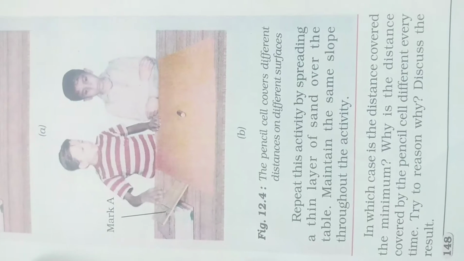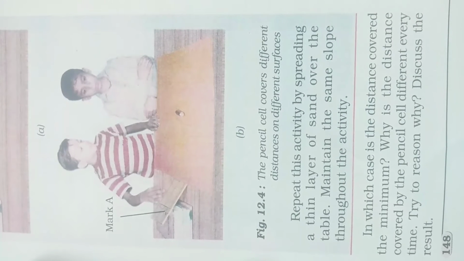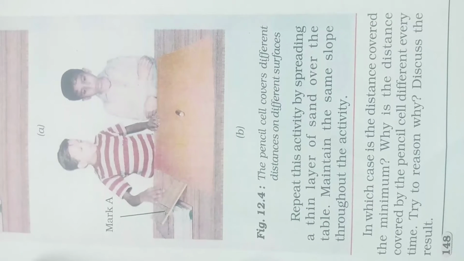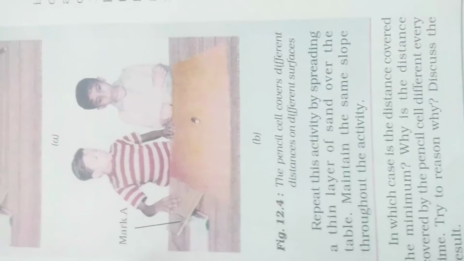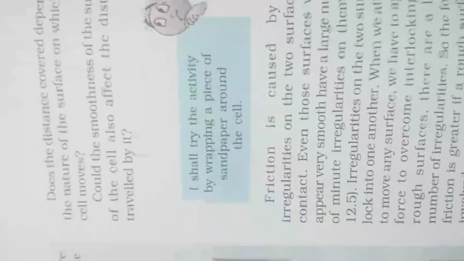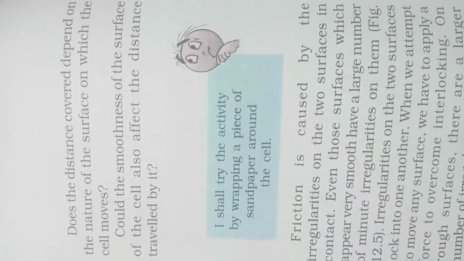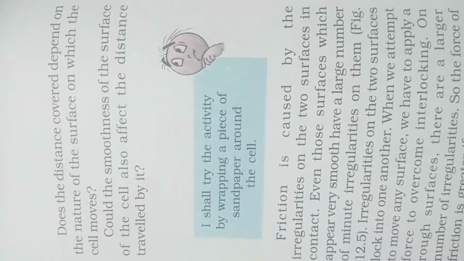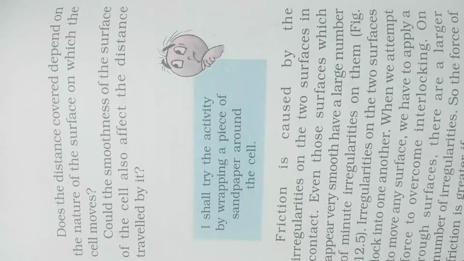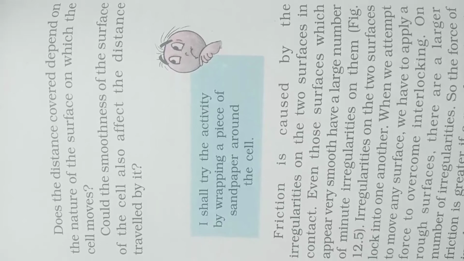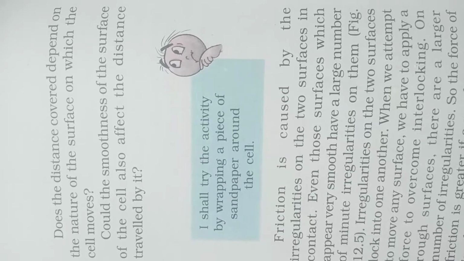Why is the distance covered by the pencil shell different every time? The reason is that the surfaces are different. That's why they will cover different distances. Try this. Discuss the result. Does the distance covered depend on the nature of the surface? Yes, it depends on the nature of the surface. Plain surface, rough surface, different types of surfaces are there, and because of that the distance will be different on which the shell moves. Could the smoothness of the surface also affect the distance traveled by it? Yes, smoothness. If the surface is smooth, the distance will be more.